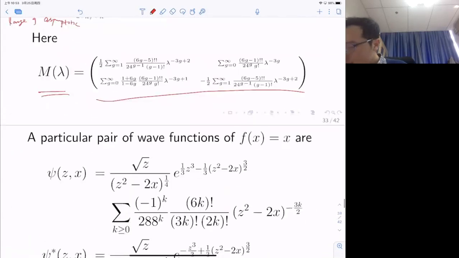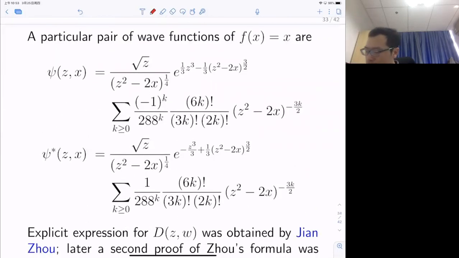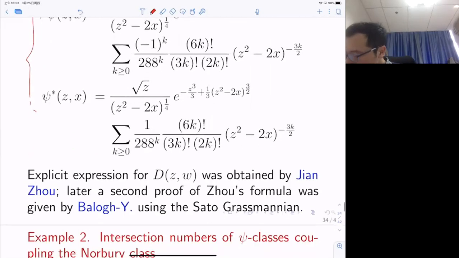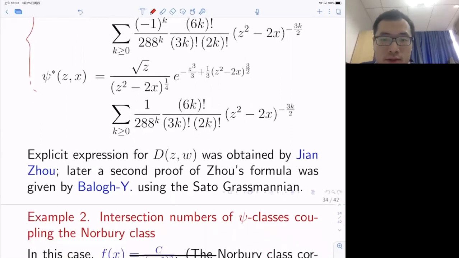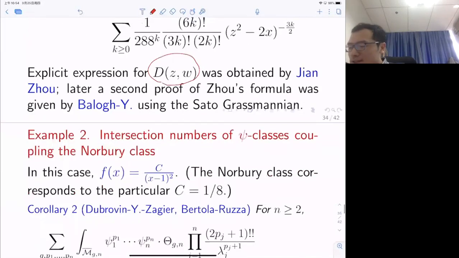Next, let's see the application of theorem 1. In this case, the wave function is known and is given in this explicit expression, the wave function and the dual wave function. An explicit expression for the kernel capital D was obtained by Jian Zhou, and later, together with Balao, we gave a different proof of a formula for capital D_Z. It's very long, so I didn't write it here. Let's now see the second example.